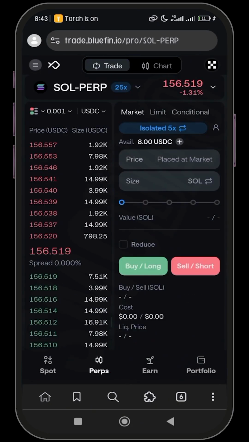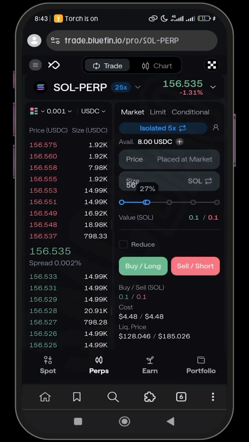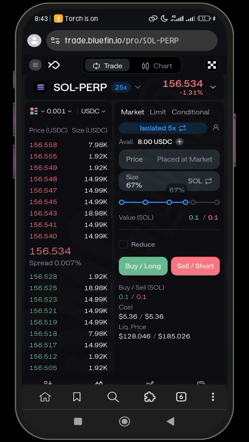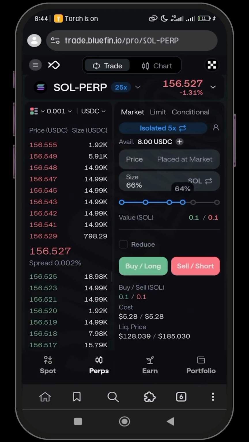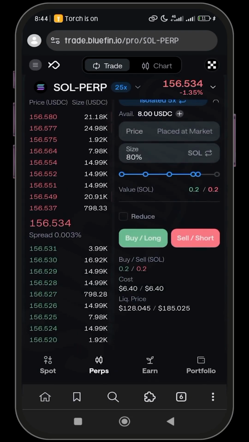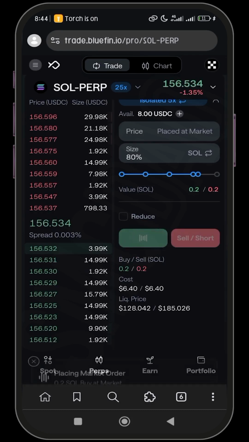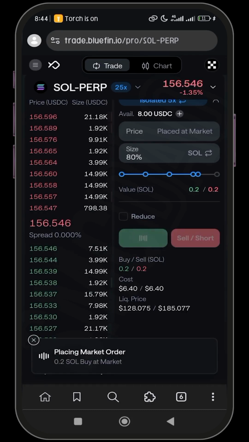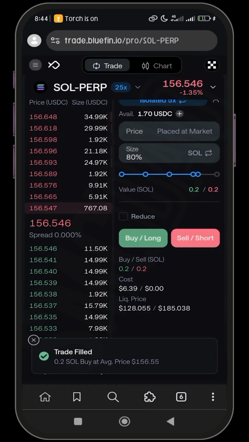Now set your amount, then click on buy/long. So you have successfully opened a perp position on Solana.